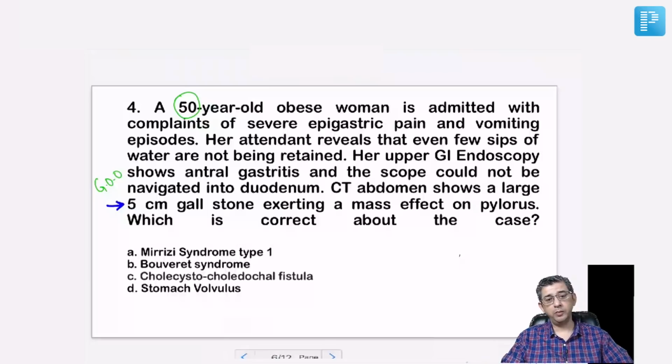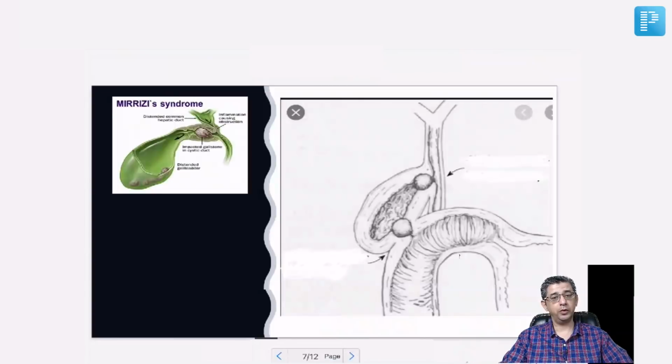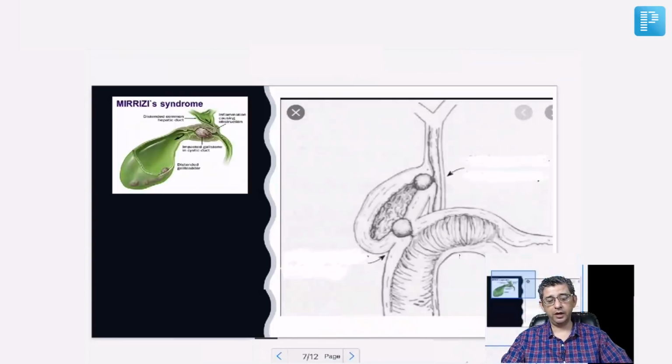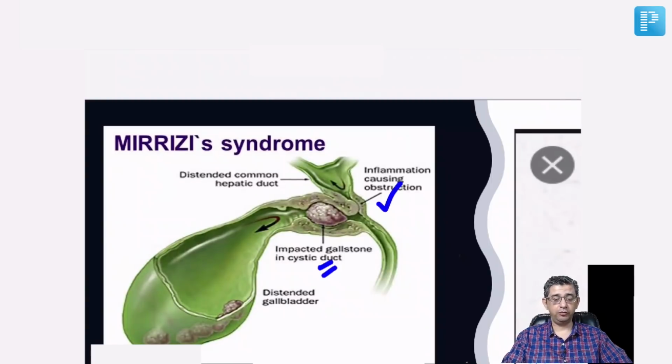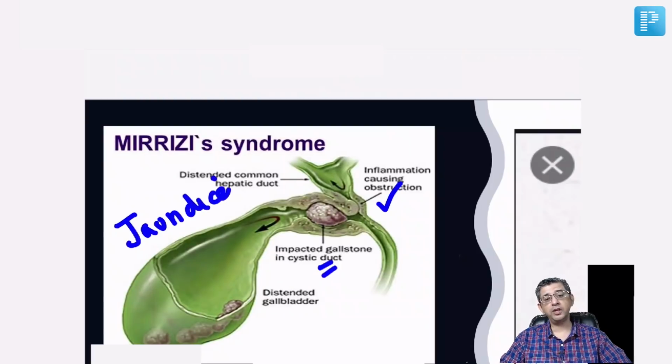You see, the problem with Mirizzi syndrome is that there's a stone stuck in the infundibulum or in the Hartmann pouch. Let's look at the problem. If I just zoom into the slide, you can notice that in Mirizzi syndrome, the stone is impacted in the cystic duct of the patient, and this will cause pressure on the common hepatic duct. Therefore, one very prominent feature that can develop in Mirizzi syndrome is jaundice in the patient.